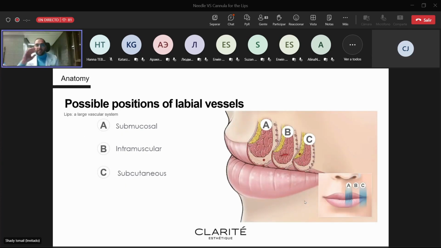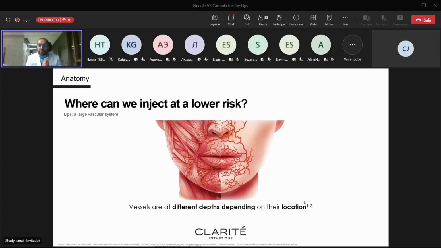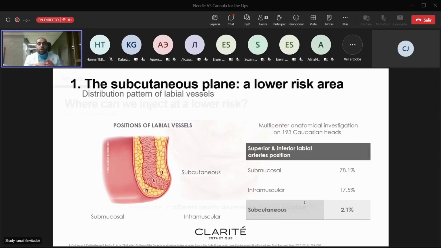The lips have mainly three layers. We have the subcutaneous layer, which is the most superficial part, then the muscle, intramuscular, and the mucosa, submucosal, where we can inject at lower risk. Vessels here are at different depths depending on their location. So we need to understand where the artery is, so I can move away from it and inject safely.